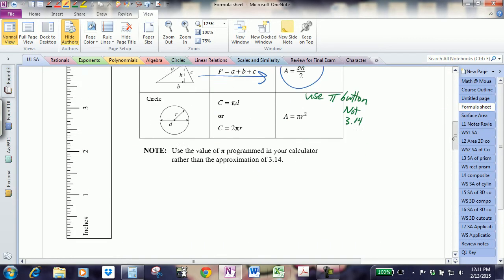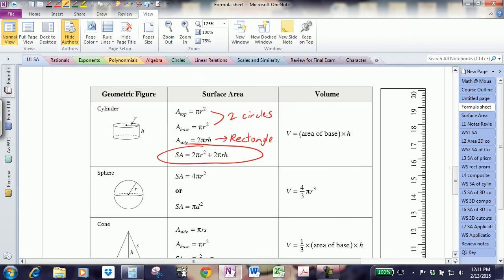On your formula sheet, you can find it right here. Make sure you understand there's 2 circles and the rectangle. And putting it all together, there's your formula for you. Okay. Now hopefully after today you've written it so many times you remember it, but always double check on a quiz and a test because you want it to be exactly correct. Okay.